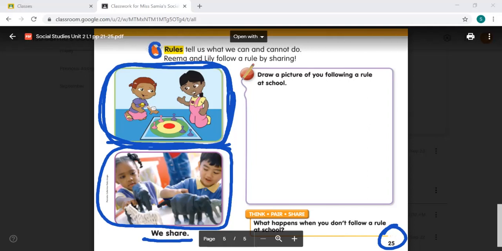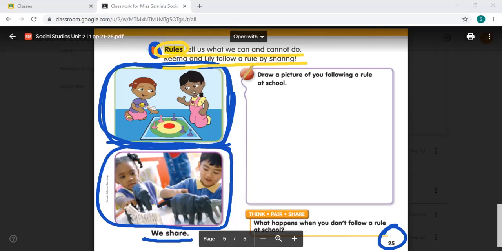So let's read this up here. Let's get a different color. Okay, rules. So we're talking about rules, remember. Rules tell us what we can and cannot do. Rima and Lily follow a rule by sharing. So they're following one rule and they are sharing. So rules tell us what we can and cannot do.